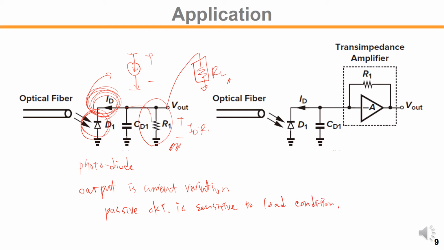So in order to avoid such sensitivity to load condition, we use a negative feedback amplifier like a transimpedance amplifier. By having this negative feedback, this input becomes an AC ground, so the low impedance. So low impedance.